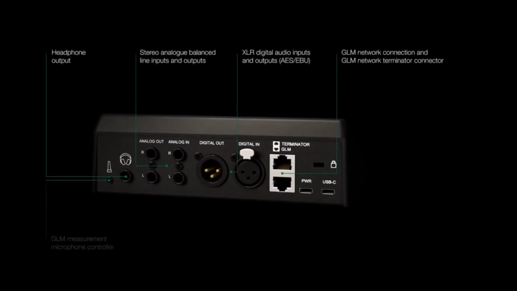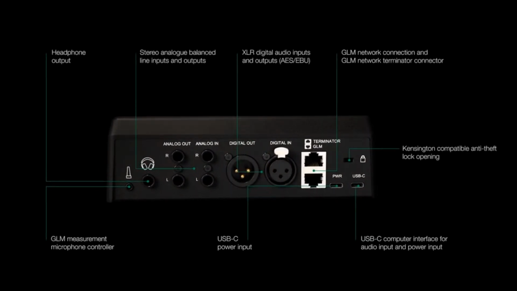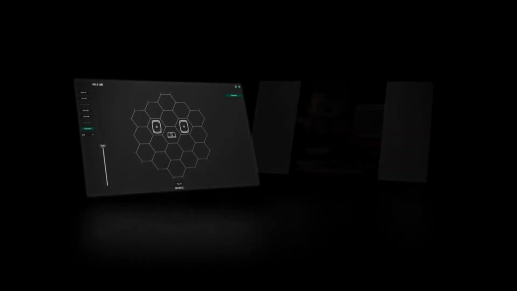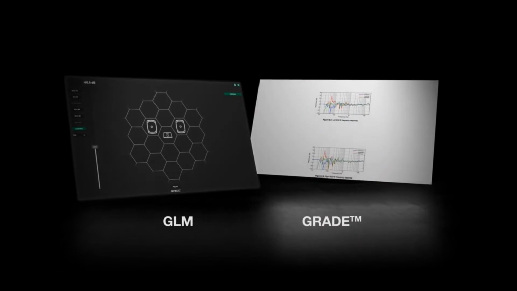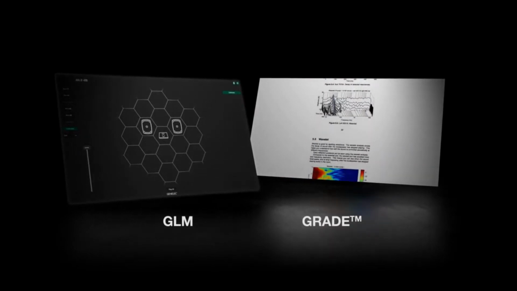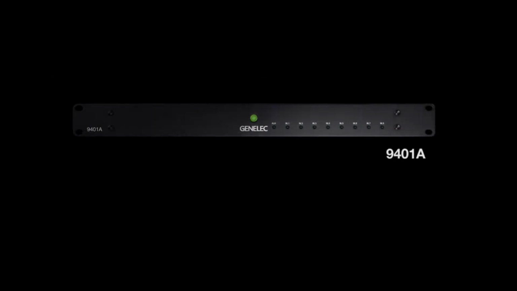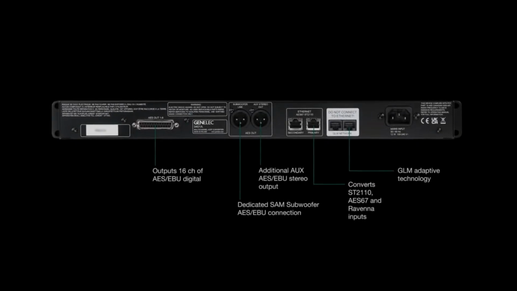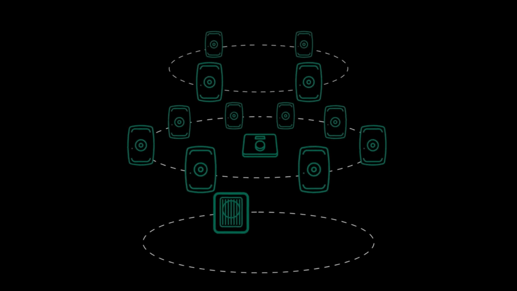The 9320A has exceptional connectivity. The adaptive SAM monitoring range enables perfect response optimization using GLM software and our grade room acoustic report. The 9401A offers audio over IP connectivity for SAM monitors, from stereo to immersive layouts.